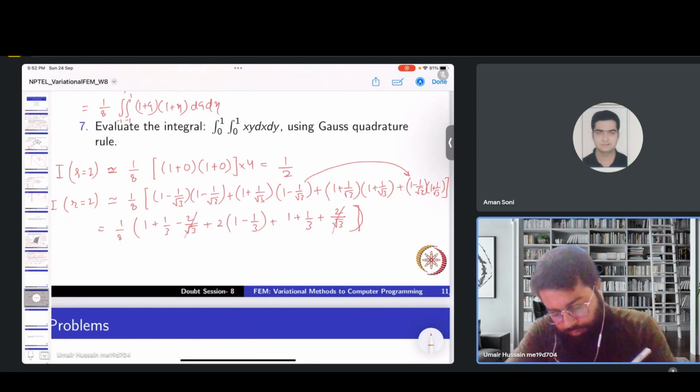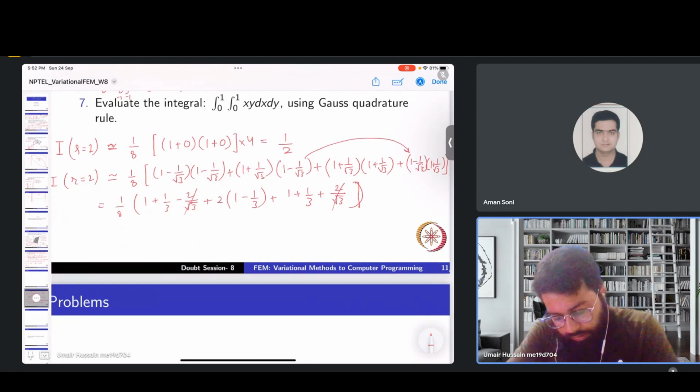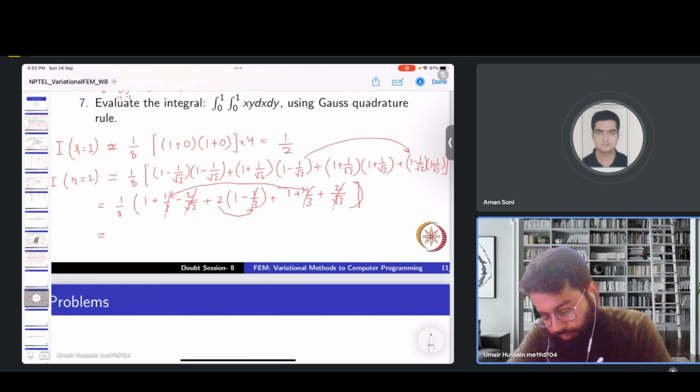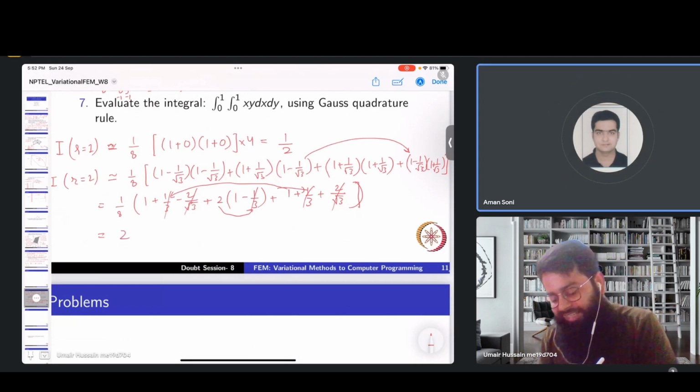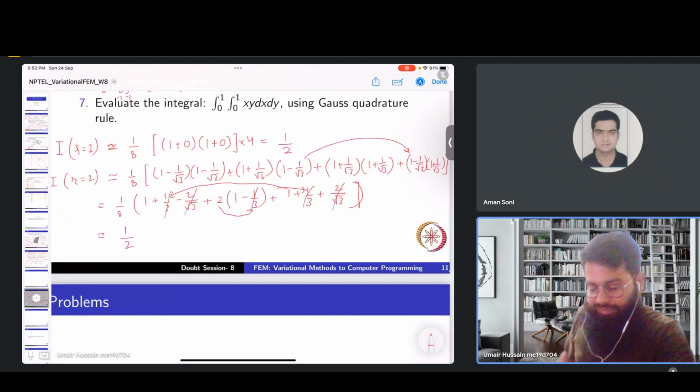So we have 2 times 1, 2 times 1 by 3, 2 plus 2 by 3, then again 2 minus, so this term is 2 times 1 by 3 here, and this is also 2 times. If we divide these two, we get 2 times 1 by 3, cancelled, so that will also cancel. So at the end we are left with 4 by 8. Sorry, my bad, 4 by 8 is 1 by 2. So we get exactly the same answer, right? That means only 1 point was sufficient for this integral.